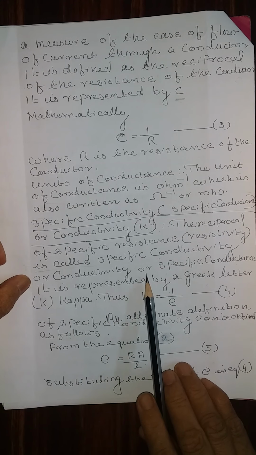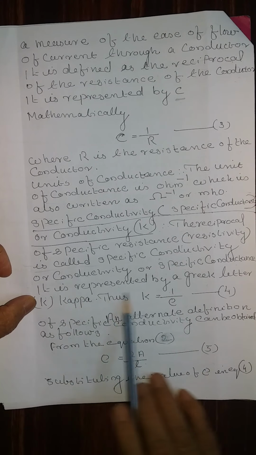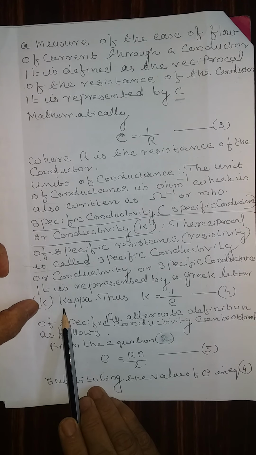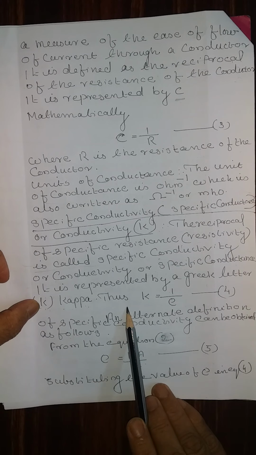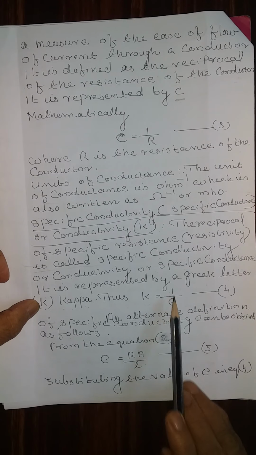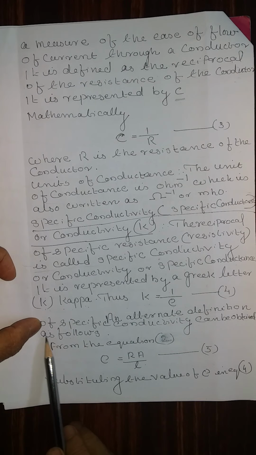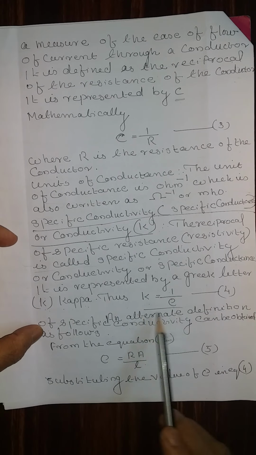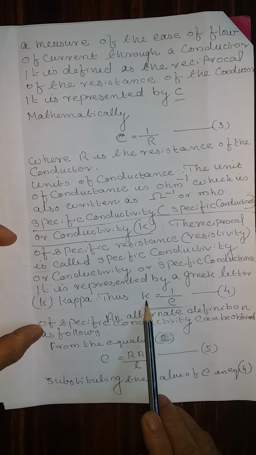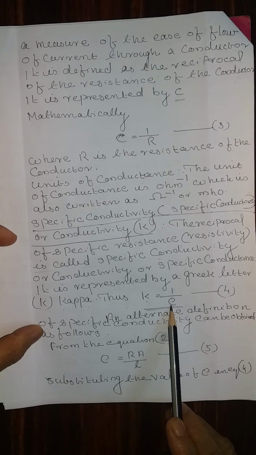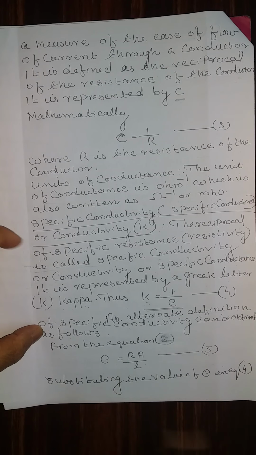There are three terms used. It is represented by the Greek letter kappa, that is small k, but it is pronounced as kappa. Thus, kappa is equal to 1 by rho. Or an alternate definition of specific conductivity can be obtained as follows. This is actually specific conductivity, that is kappa is equal to 1 by rho, because we already studied what rho is. Therefore, in those terms we can derive another equation for kappa.